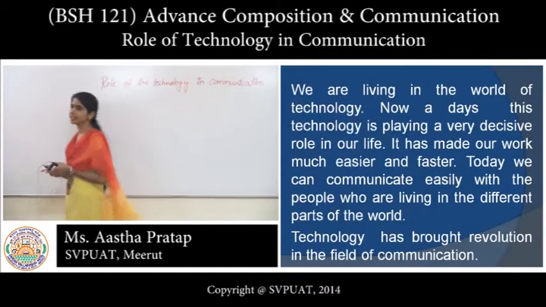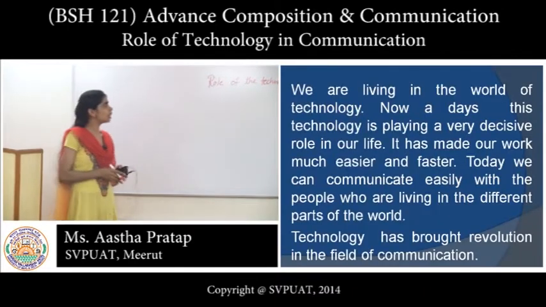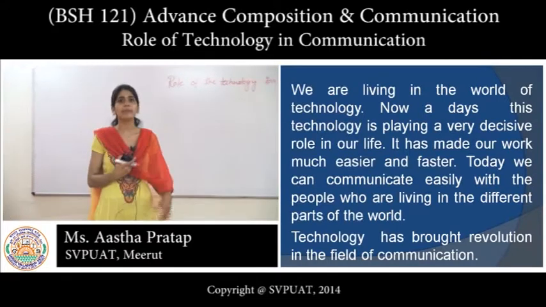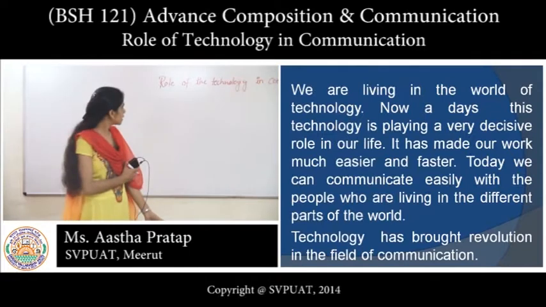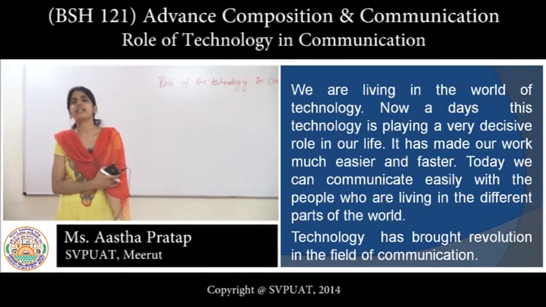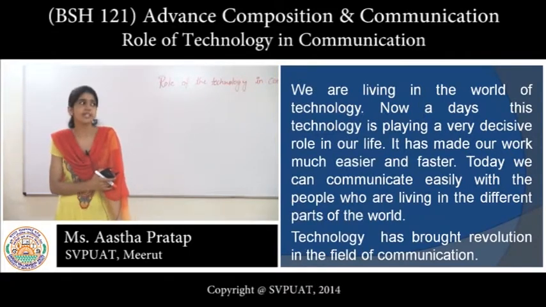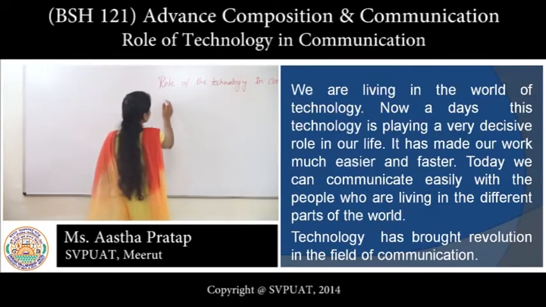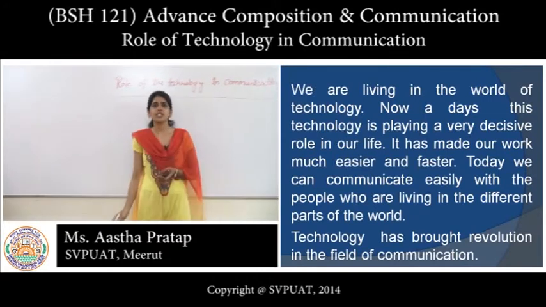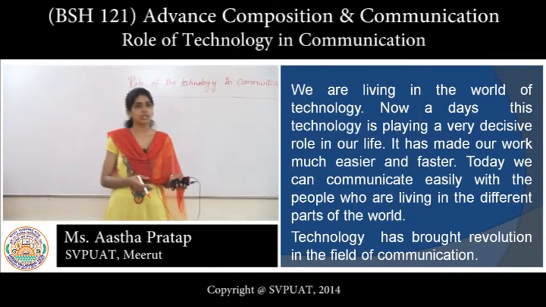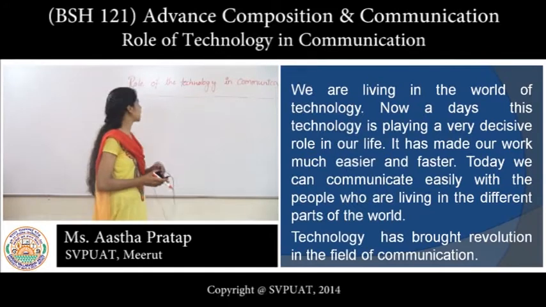As we all know, we are living in a world of technology. Now we are living in a global world, and technology is playing a very decisive role in the field of communication. You can say that technology has brought a revolution in this field. Technology affects communication for various purposes. Today communication has become much easier and much faster just because of technology.